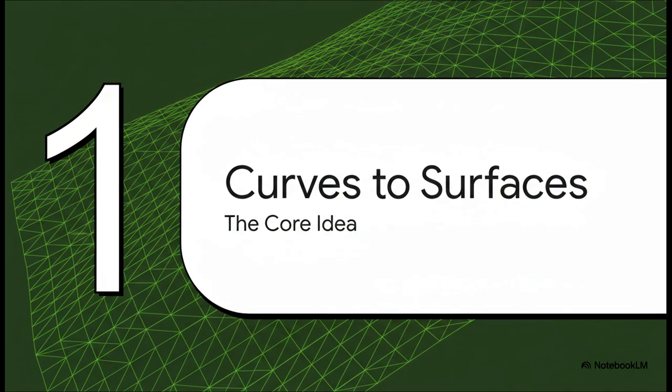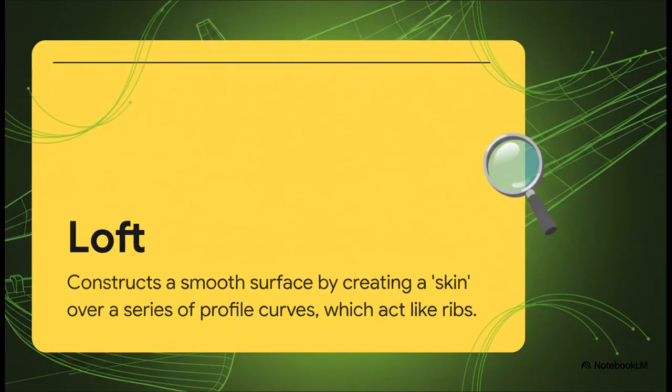Okay, first things first. What is this tool actually doing? What's the fundamental idea behind lofting? You know, the concept is actually beautiful in its simplicity. I want you to picture the ribs of a boat's hull, or maybe the cross-sections of an airplane wing. The loft component takes a series of those profile curves, those ribs, and it stretches a perfectly smooth digital skin right over them. It connects them all into one single, continuous surface.